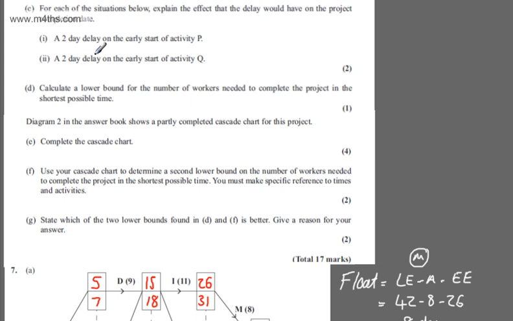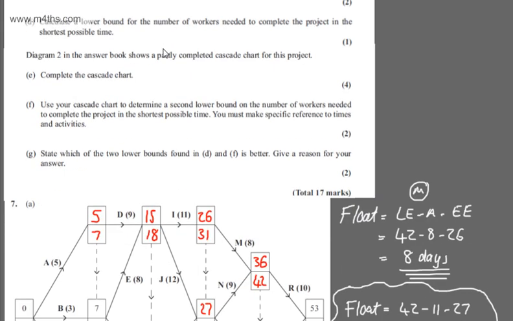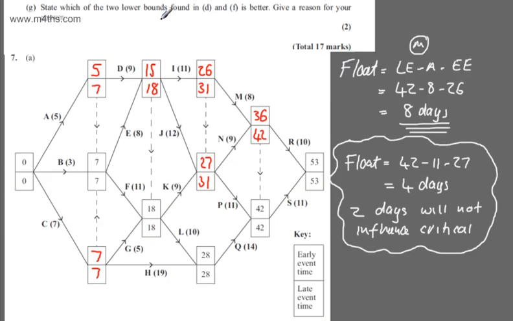Okay, a 2-day delay on the early start of activity Q. So let's go ahead and find activity Q. Now activity Q is a critical activity. That's a critical event. That's a critical event, and the difference between them is the activity time.